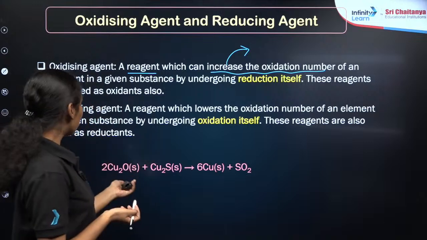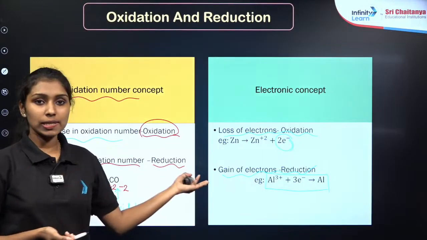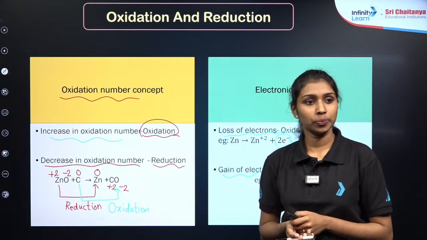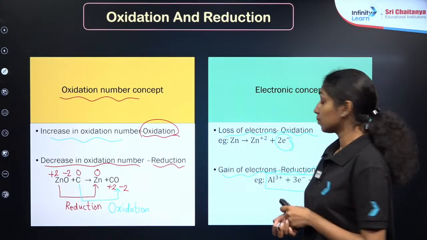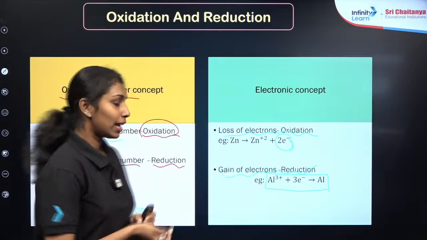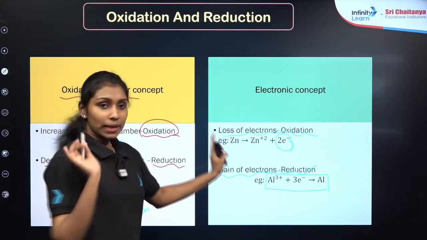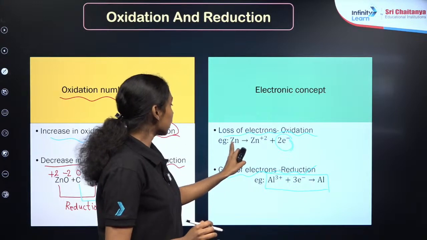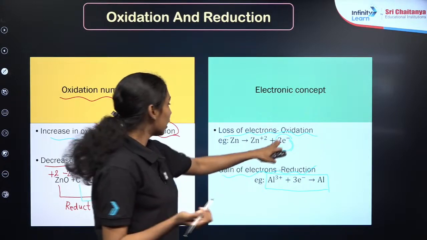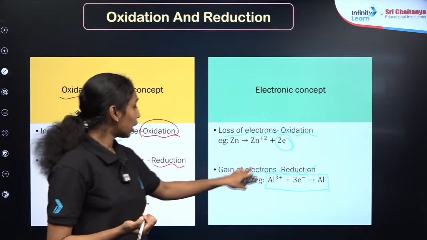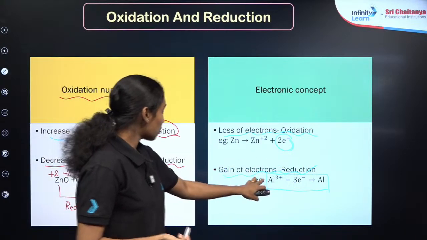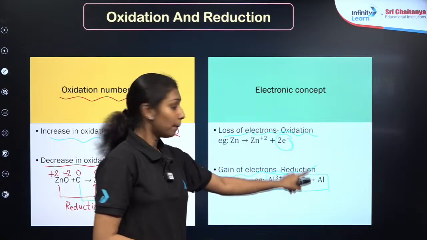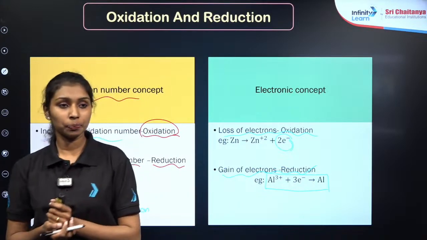Amrit, which point you want to repeat? Electronic concept. Okay, I will explain the electronic concept once again. You can simply say that oxidation is the loss of electrons. For example, in the case of zinc, it will form zinc plus 2 ion by losing 2 electrons. Similarly, you can take reduction as gain of electrons. Here you can see that aluminum plus 3 ion will convert to aluminum by gaining 3 electrons. Clear?